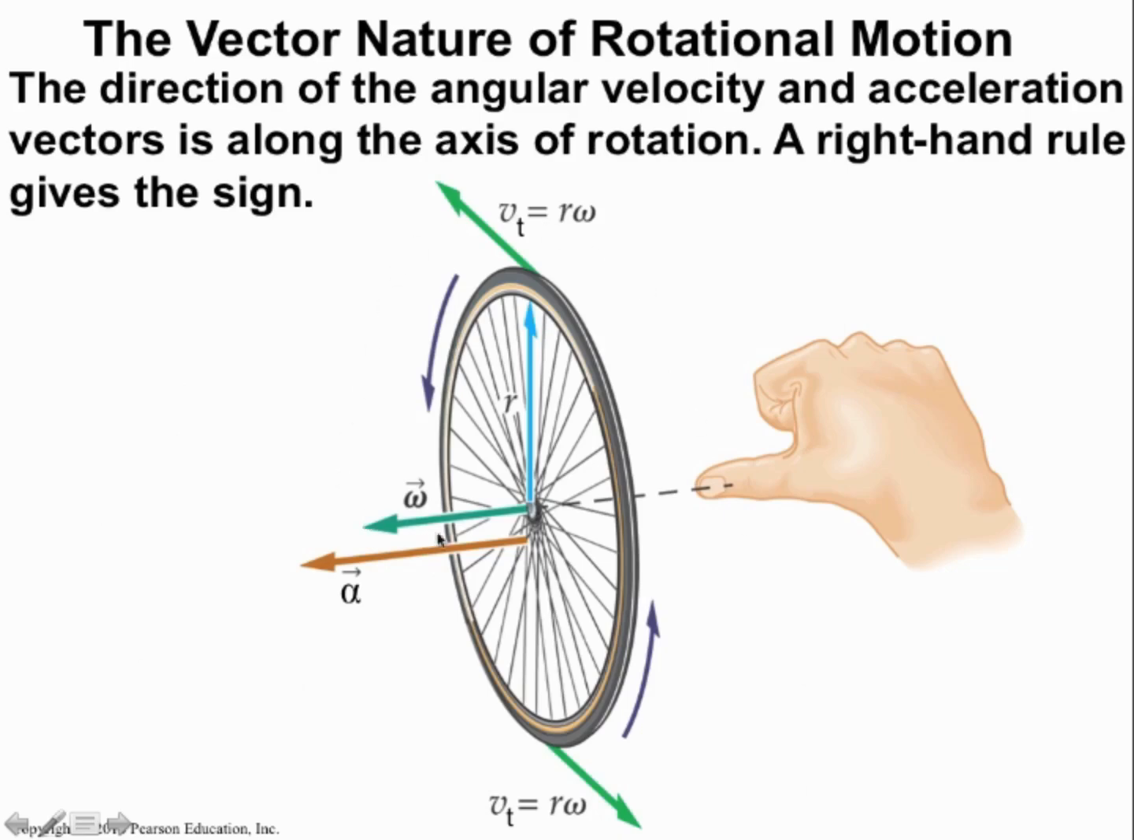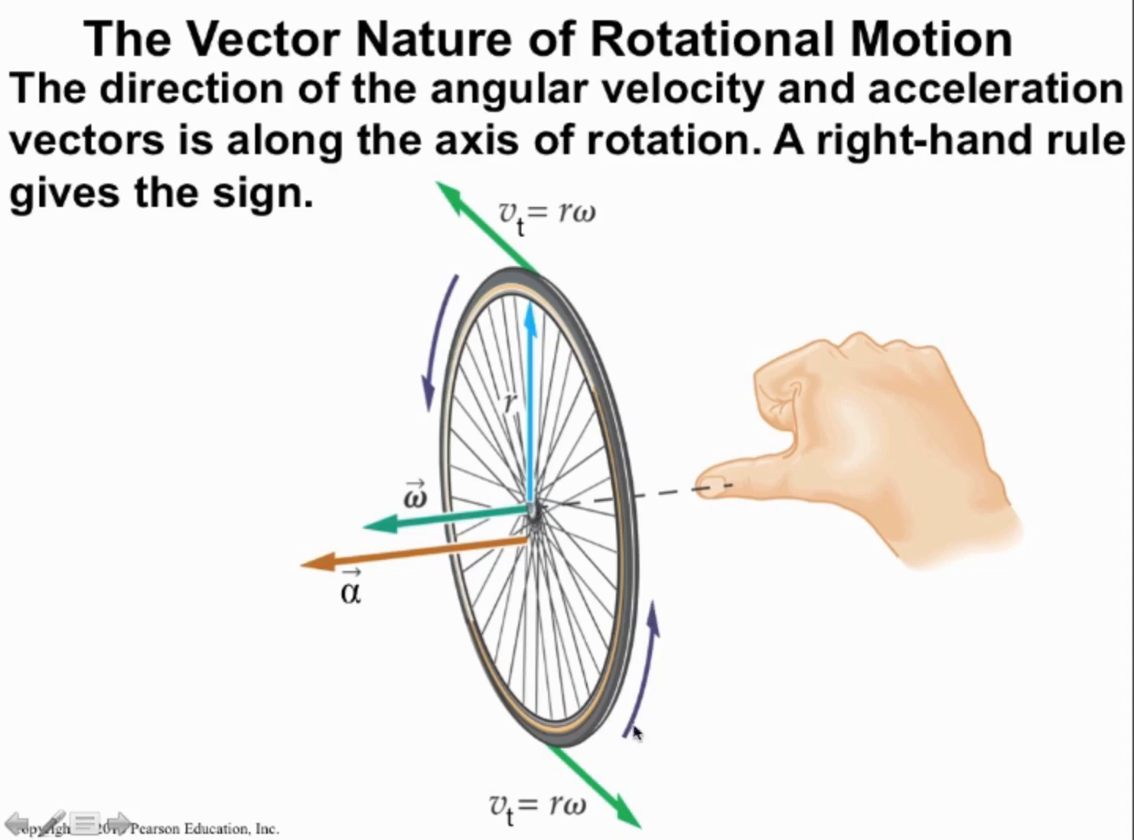Let's look at these 2 vectors, the orange one and the green one. The green vector, omega, is my angular velocity vector. Notice how it's coming straight out of the axis of rotation. The orange vector is my alpha, my angular acceleration vector, and it's also coming straight out of the axis of rotation. For the sake of clarity, we didn't put it right on top of the green vector, so that you could see both of them clearly. But the actual placing of both vectors is right on the axis of rotation.